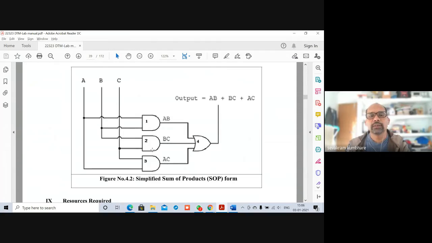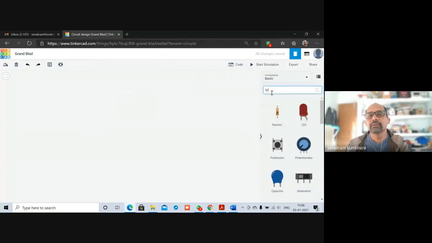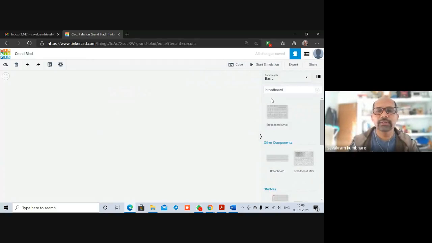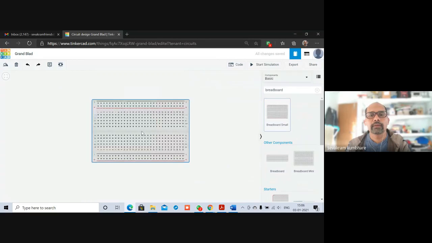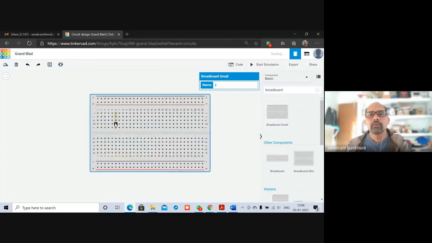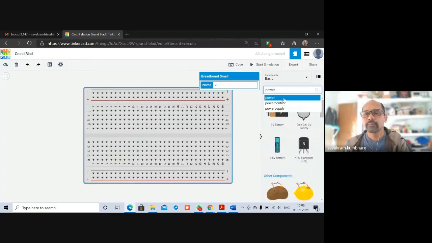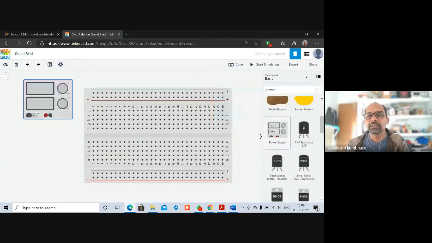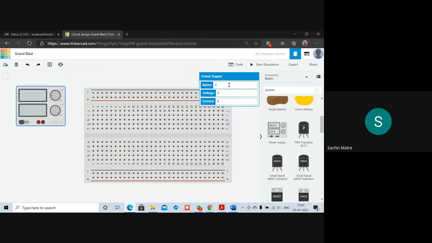So what is the IC number of the AND gate? Can anyone tell me? Please tell me fast. Just now we have seen. Can anyone tell me? 7400.